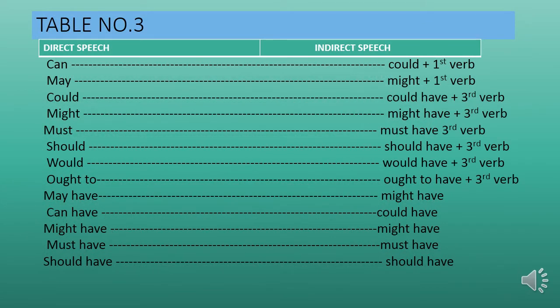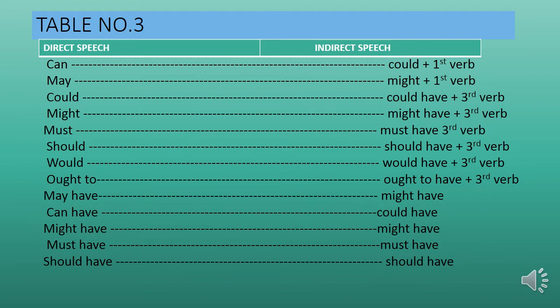Can changes into could plus first verb. May changes into might plus first verb. Could changes into could have plus third verb. Might changes into might have plus third verb. Must changes into must have plus third verb. Should changes into should have plus third verb. Would changes into would have plus third verb. Ought to changes into ought to have plus third verb.